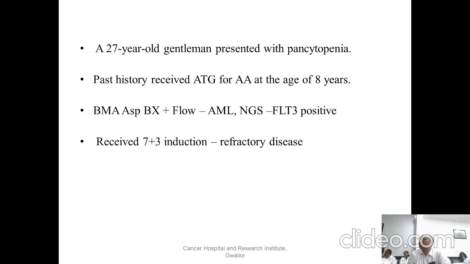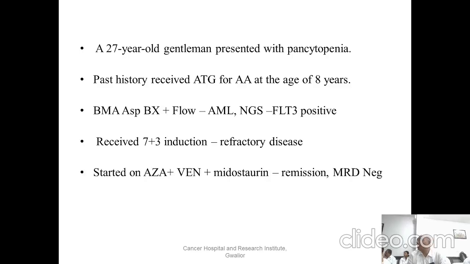Now you see that patient, we gave 7+3 induction, it was a failure. He has a refractory disease, not responded to 7+3 induction. But he has FLT3 positive. So what we did? We gave one targetable medicine available, midostaurin against FLT3, with azacitidine and venetoclax. And with only 2 cycles, he became MRD negative. So this is how sometimes it works, because we had the information of this FLT3 available.